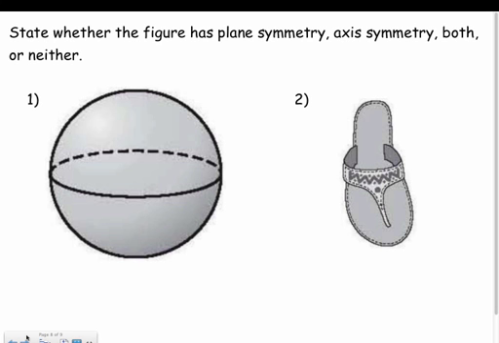Looking at this sphere. So basically if I took a piece of paper and I cut it right through the center of this sphere, it would cut it in half. Yes, this has plane symmetry. But what about axis symmetry? If I took a pencil or a pole and stuck it right in the center of this sphere and started spinning it around, yeah, it would have axis. It would be the exact same shape as I spin that ball.